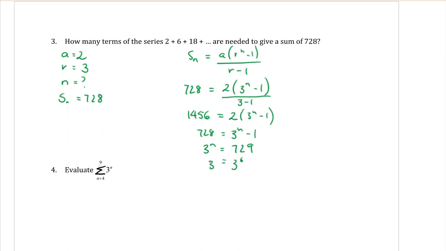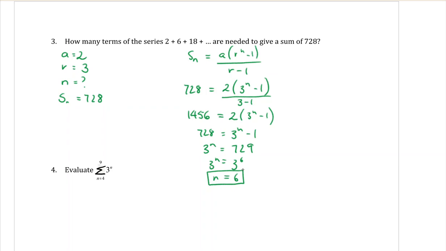3 to the power of 6. So if the bases are the same, that means that N is equal to 6, and that's what I was after, the number of terms. So 6 terms in that series would have a sum of 728. That's what that means. All right, next one.